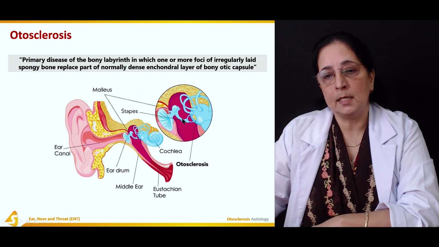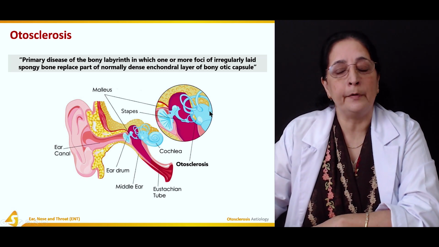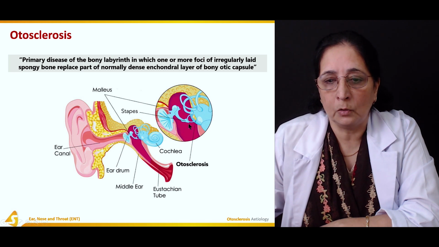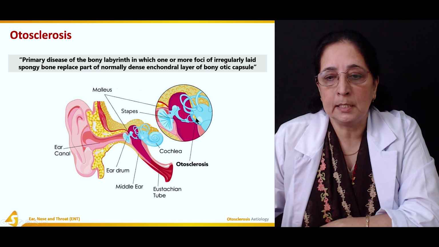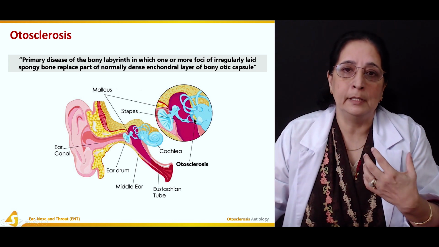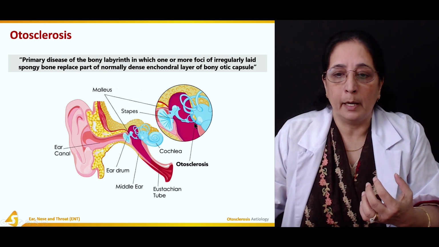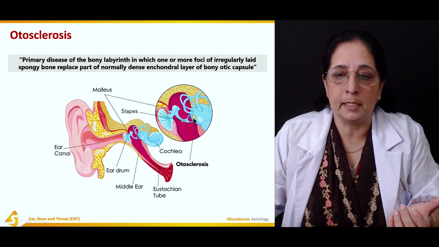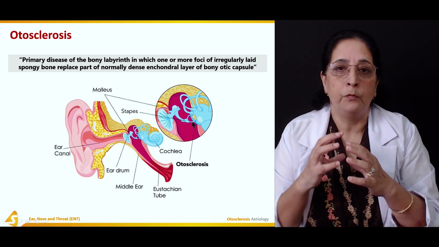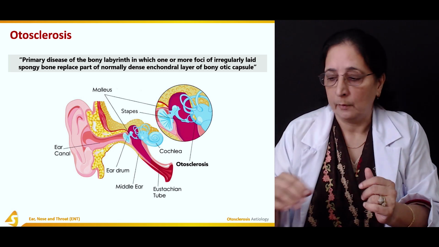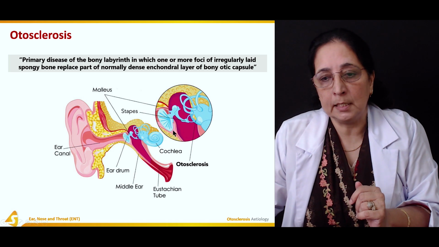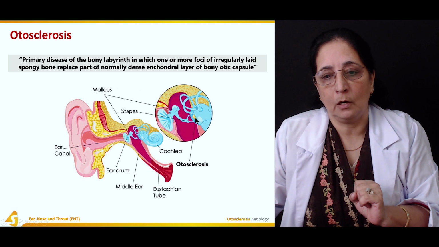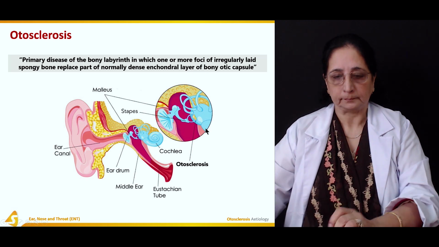After that, there is the inner ear or labyrinth, and here you see the otosclerosis. So this is the bony growth that occurs close to the middle ear. You can see it mainly involves the footplate of the stapes, which is the ossicle. So this is the diagram that shows otosclerosis.